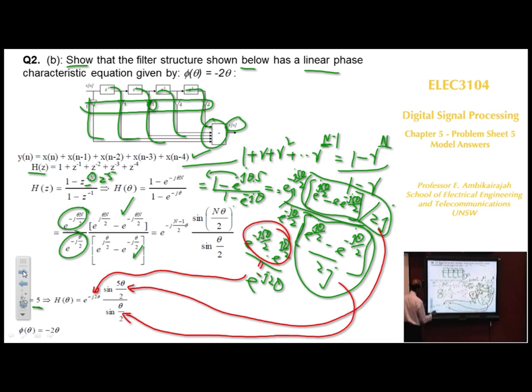Now you can say that this is the magnitude part, the contribution to magnitude. This is only for the phase. So from here, the phase is this part, so minus 2 theta, which is a linear phase. So you need to manipulate the equation. It's not difficult, straightforward. Write the equation and then just do simplification, okay?